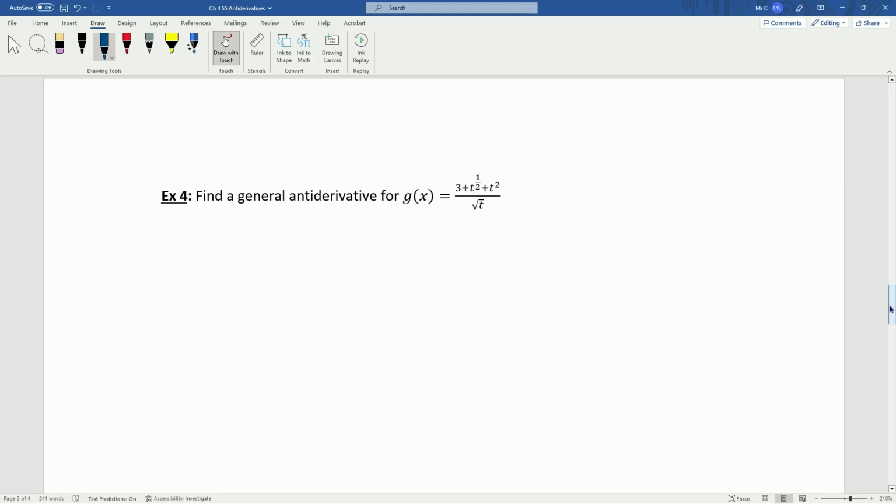Find a general antiderivative for g of x equal to 3 plus t to the 1/2 power plus t squared over the square root of t. For these, I need to split these up so that I can look at each one individually and rewrite them in a form where I'll know how to do something with it. First thing I'm going to do is rewrite my denominator, t to the 1/2.